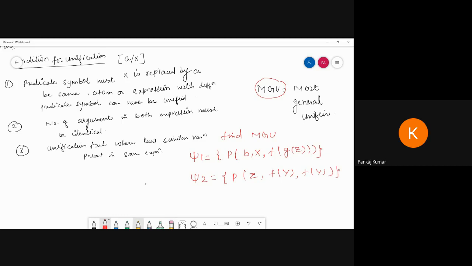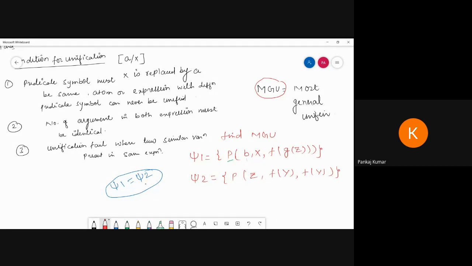Now see, we have to prove this unification, that means we have to prove psi 1 is equal to psi 2. We have to prove it by unification using substitution. Now see, rule number 1, predicate symbol must be same. Here the predicate symbol is the same, no problem, we can apply. A different predicate symbol cannot be applied. Suppose in the place of P, if Q is there, we cannot apply. So that is the meaning. Here P and P are the same. Now, the number of arguments in both expressions must be identical. Okay, number of arguments: 1, 2, 3, 1, 2, 3. So both have the same number of arguments.